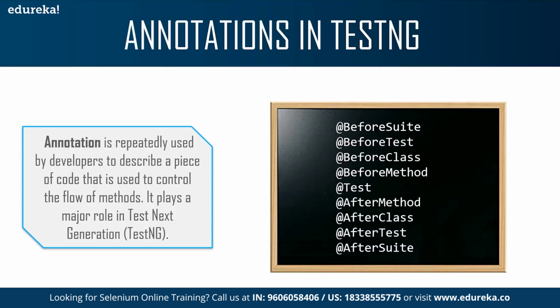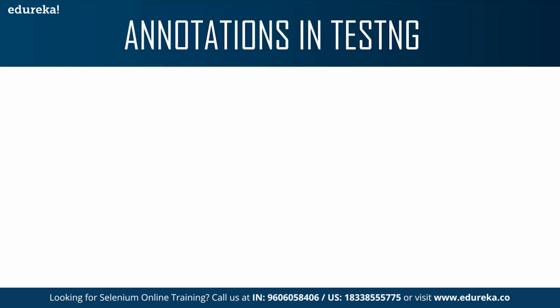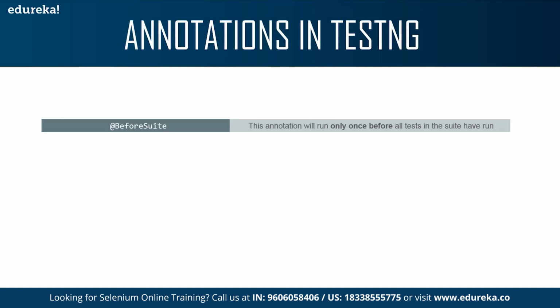So you have @BeforeSuite, @BeforeTest, @BeforeClass, @BeforeMethod, @Test, @AfterMethod, @AfterClass, and many more. Now let's dive into the details of all these annotations. First, @BeforeSuite. A method which is marked with this annotation will run only once before all the tests in the suite have run.